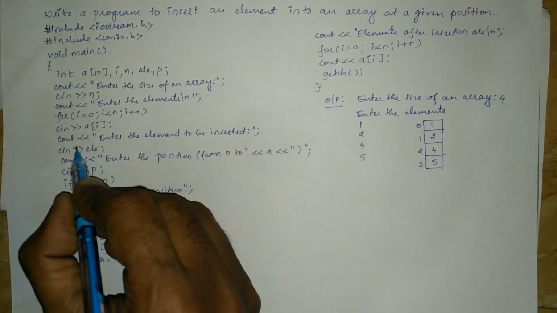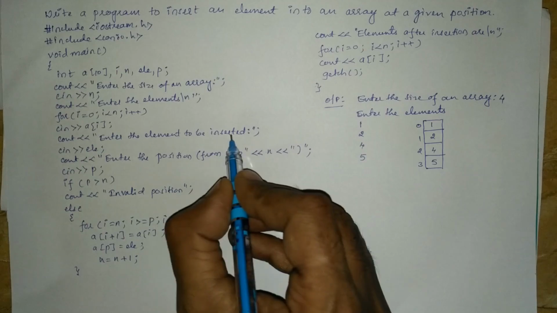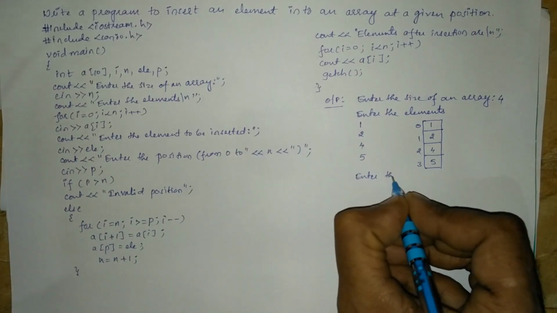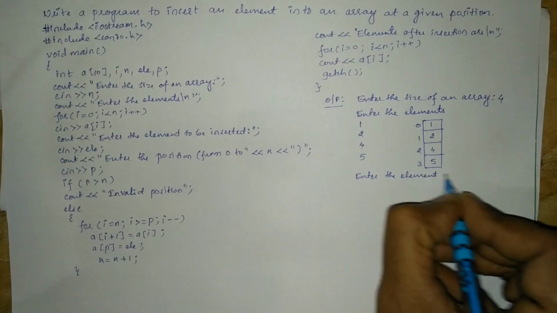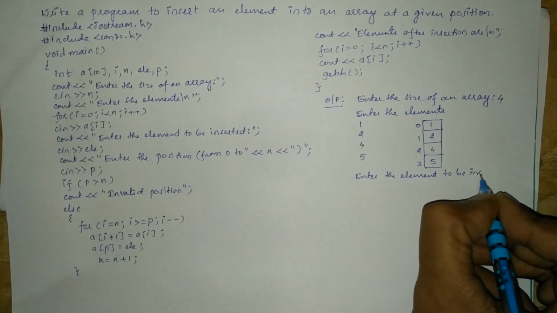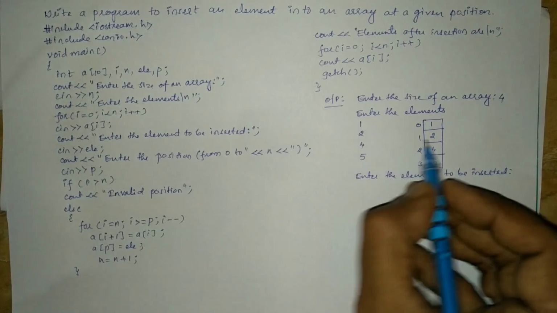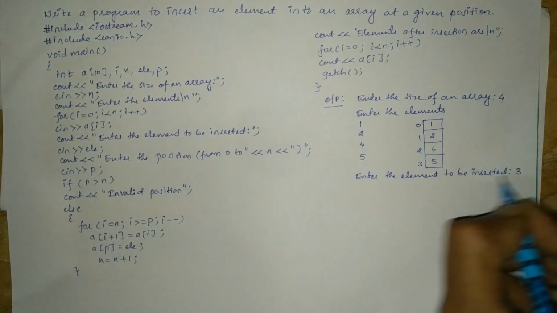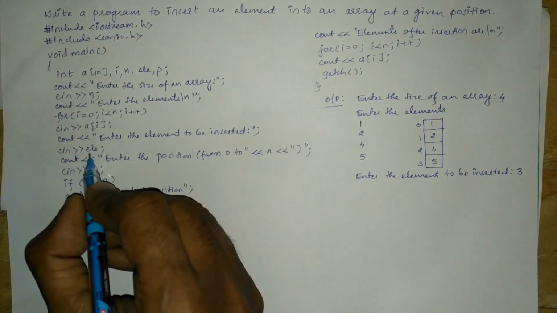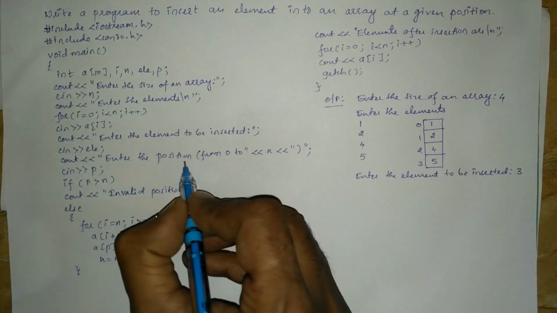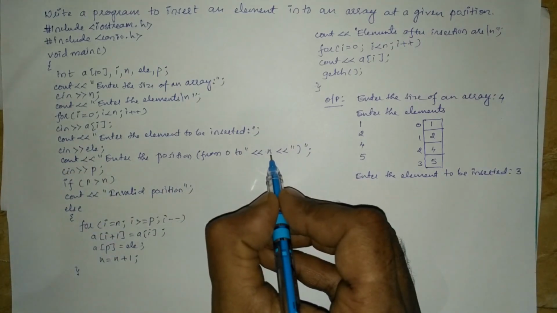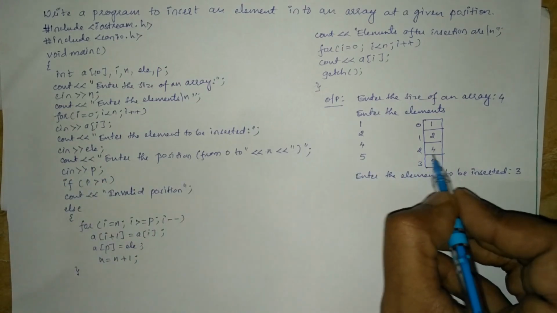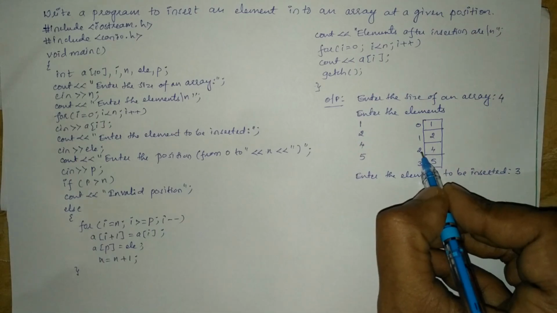Now after that, you can see here it will ask the user to enter the element to be inserted. So here, "enter the element to be inserted". Here 3 is missing, so I want to insert 3. I'll write here 3. So 3 is stored in element. Cout "enter the position from 0 to 4". So here you can observe that we have got position, and I want to insert 3 at position number 2.